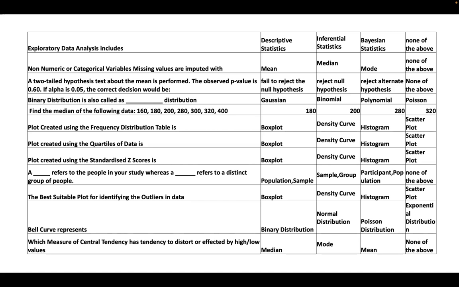A dash refers to the people in your study, whereas a dash refers to a distinct group of people. Population and sample. The best suitable plot for identifying the outliers in data: box plot. Bell curve represents normal distribution. Which measure of central tendency is affected by high or low values? Mean is distorted by high values and low values.